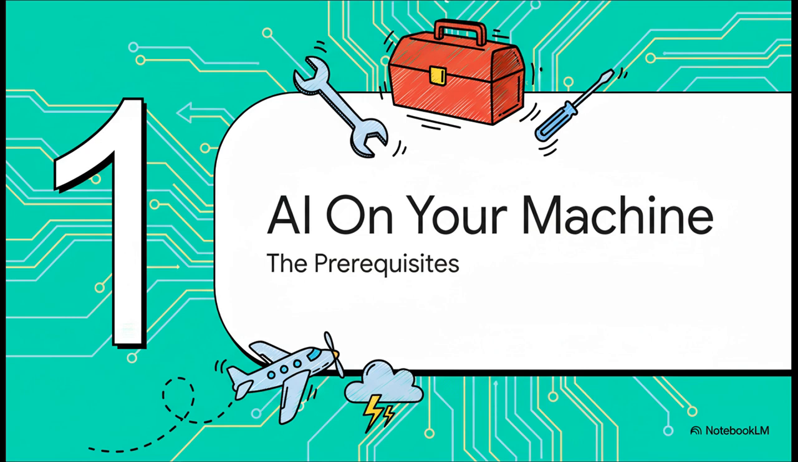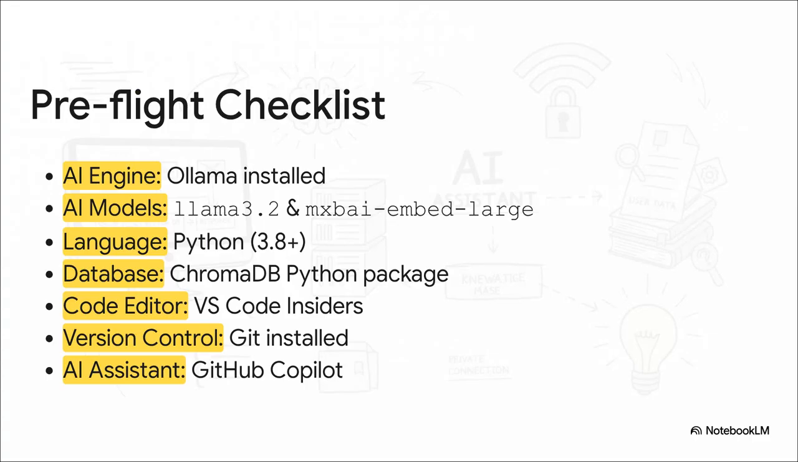Okay, before we can start building, we've got to make sure our digital workshop has all the right tools laid out. Think of this as our pre-flight checklist to make sure you're ready for takeoff. So for this hands-on guide, we're going to assume you've got a few things already set up. You'll need Ollama installed, which is our engine for running AI models locally, and we're assuming you've already downloaded two specific models, Llama 3.2 and mxbai-embed-large. You'll also need Python, the ChromaDB library to act as our AI's memory, VS Code Insiders as our code editor, and Git all set up. A GitHub Copilot Pro subscription is also going to be key here, as it gives us access to some powerful models right inside our editor.